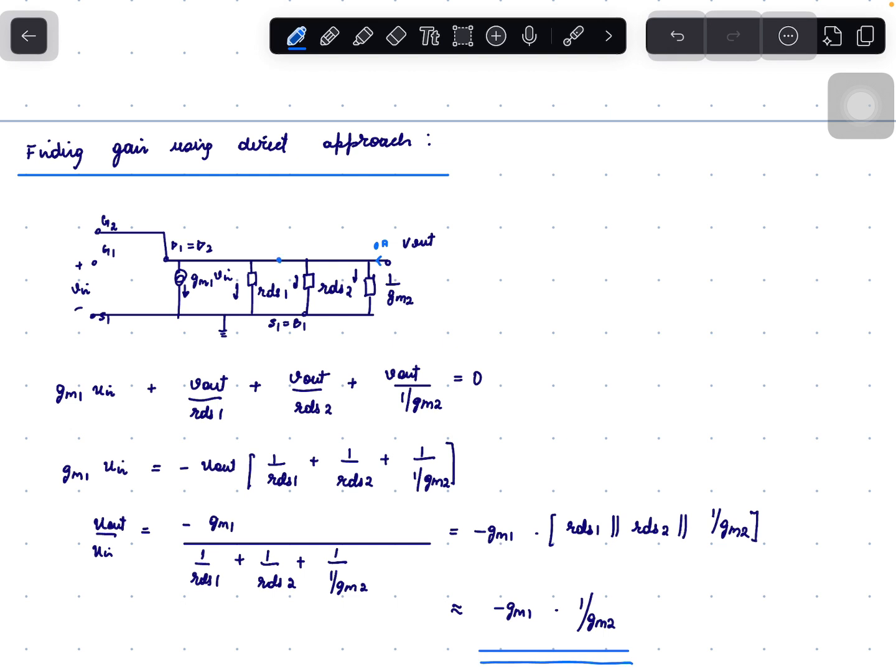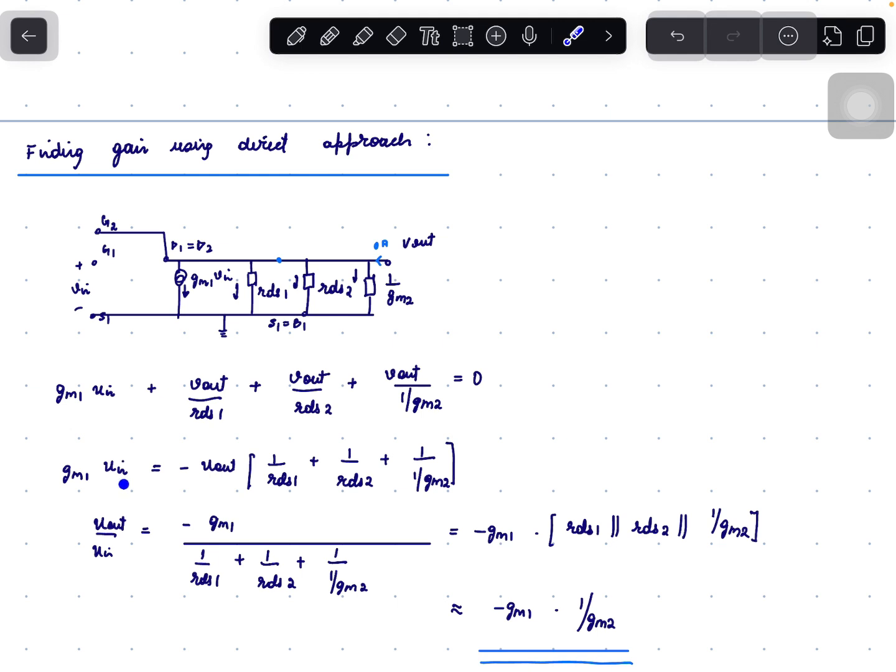At this node you find the KCL: the current GM1 times Vin, plus the current flowing through RDS1, that is Vout by RDS1, plus the current flowing through RDS2, that is Vout by RDS2, plus the current flowing through 1 by GM2, that is Vout divided by 1 by GM2, will be equal to 0, as shown here. So GM1 times Vin can be written as equal to minus Vout into 1 by RDS1 plus 1 by RDS2 plus GM2.